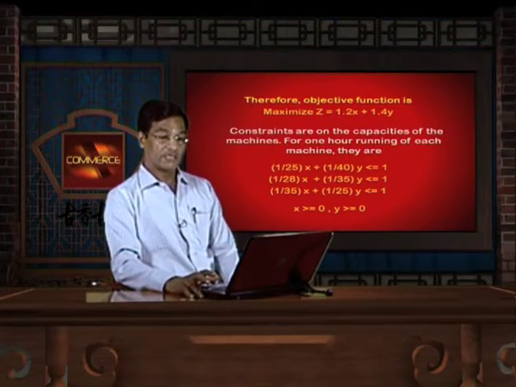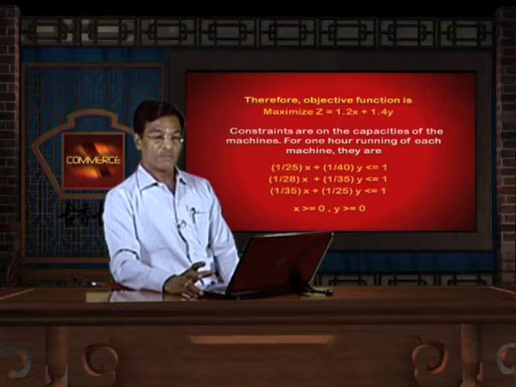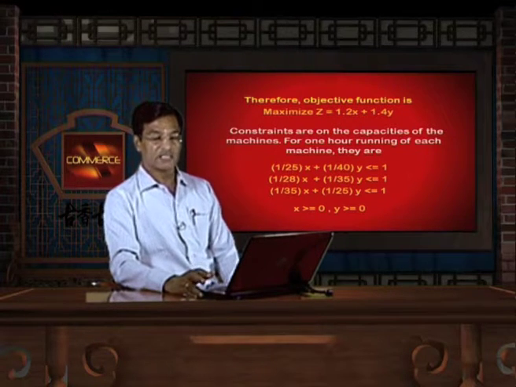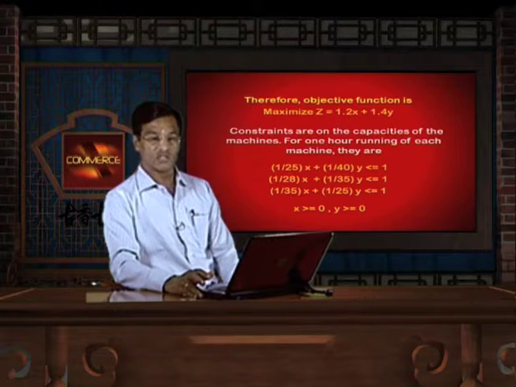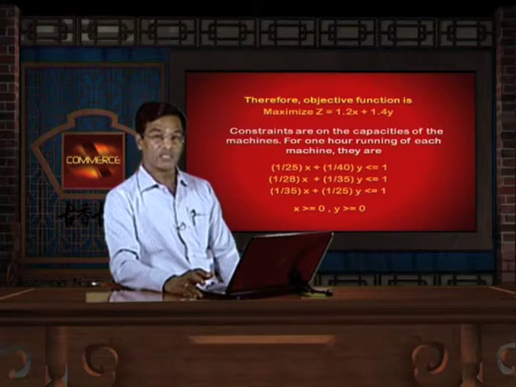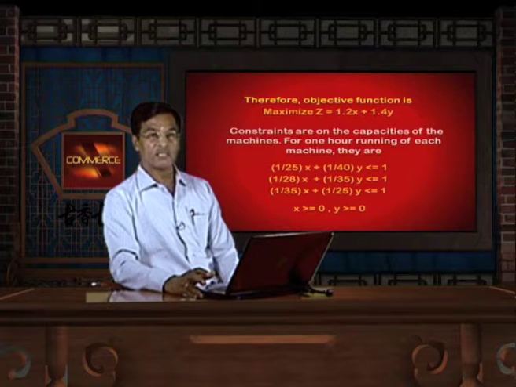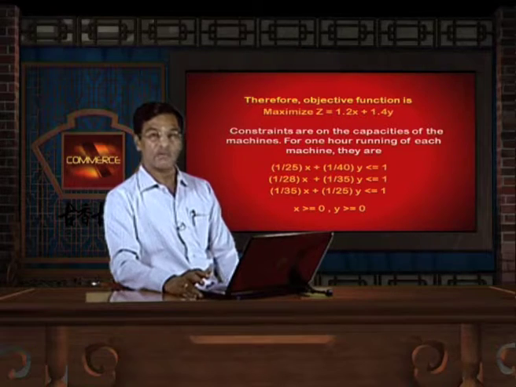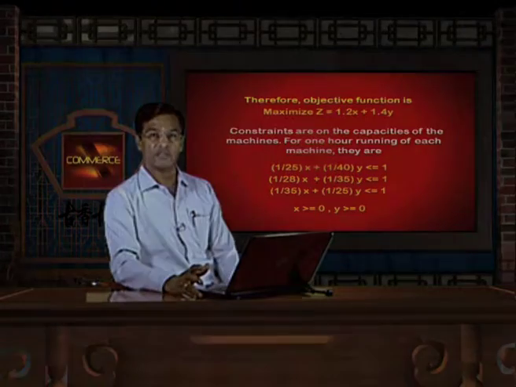This problem is based on the capacities of the machines. Therefore, we use the less than or equal to sign in the constraints, and since the capacity is given, the total capacity is always 1. So, we write here on the right hand side all inequalities less than or equal to 1.